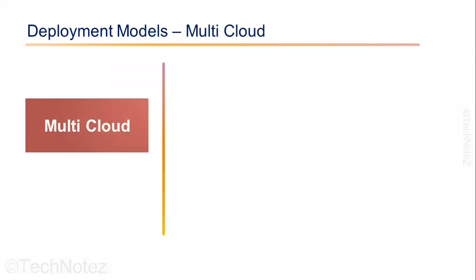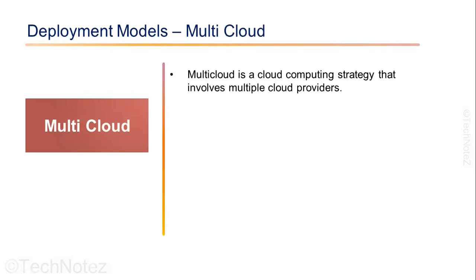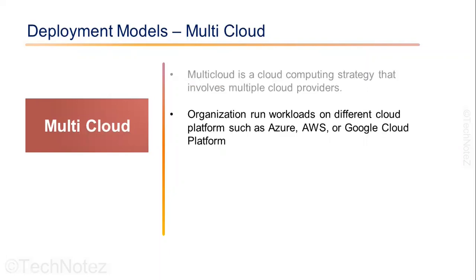Next, let's talk about multi-cloud. Multi-cloud is a cloud computing strategy that involves multiple cloud providers. In a multi-cloud environment, organizations use a combination of public cloud, private cloud, and hybrid cloud for their applications. As cloud is growing popular, the use of multi-cloud is becoming normal, and organizations may run their workloads on different cloud platforms such as AWS, Azure, or Google.